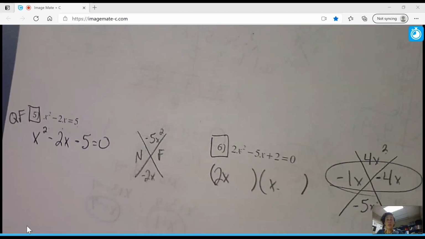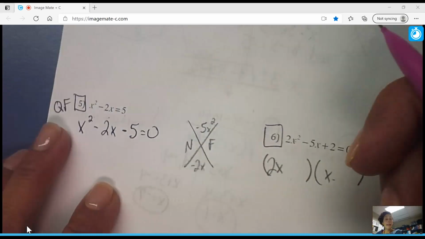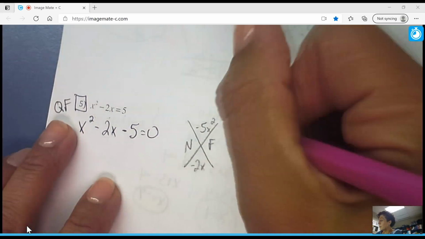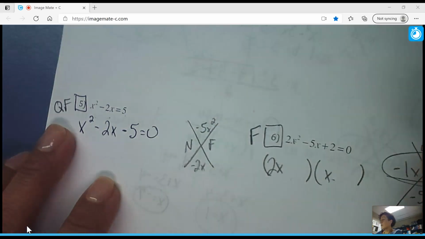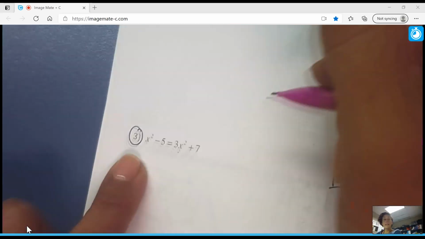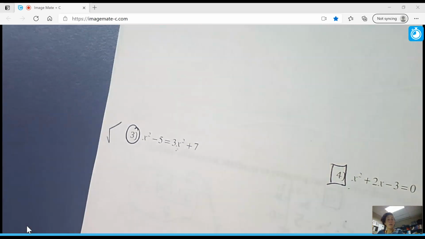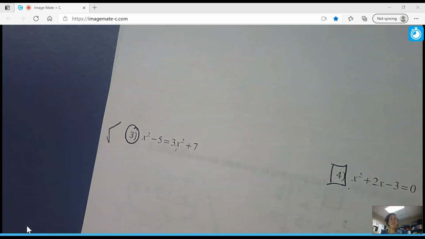When you're done, be sure you check your answers. All right? And I will be putting next to it, QF will mean quadratic formula, and F will mean that it was factorable. And when it's circled, it just depends. Is it in factored form? I didn't notice any of them, so I'll be putting a square root for the square root method. Okay, that's it.